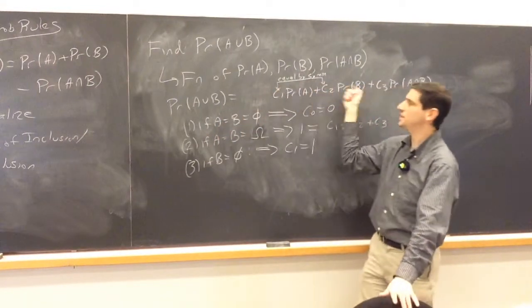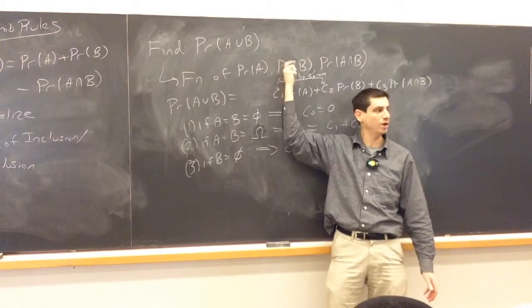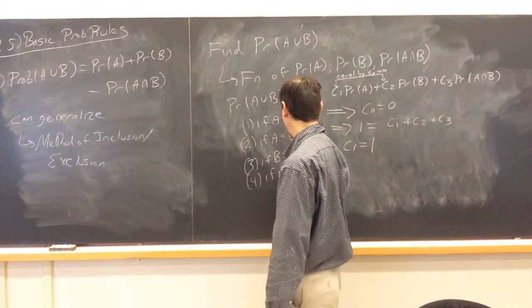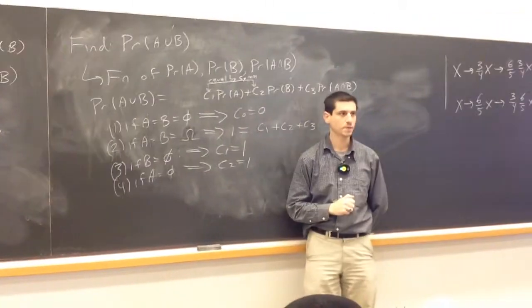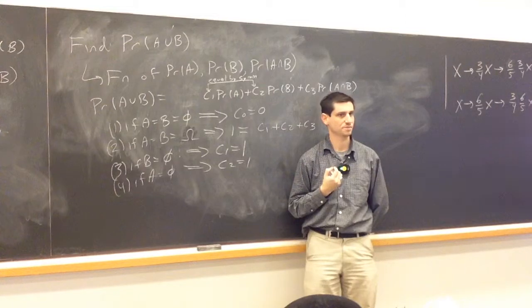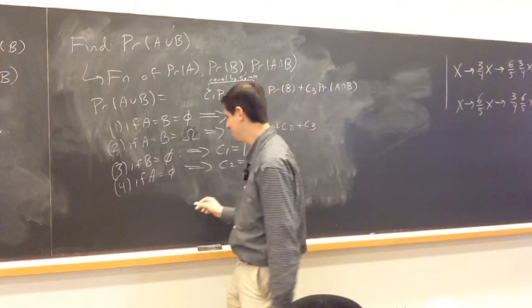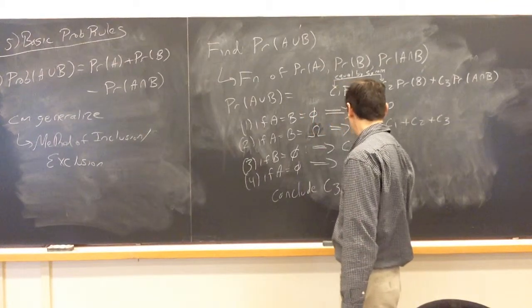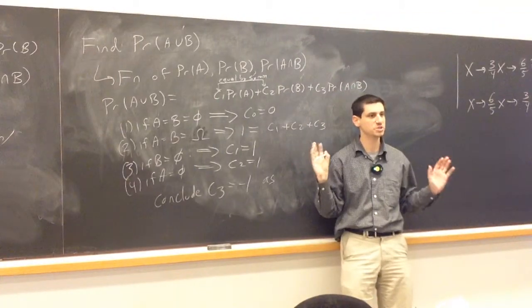Over here, we can basically argue whatever the answer is, it has to be symmetric in the probability of A, probability of B. Whatever functional form, C1 has to be C2. If we don't see that, we just do if A equals the empty set, that implies C2 equals 1. All right. Do we need any more cases? Yeah, now we know C3 equals 1, or negative 1. Conclude, C3 equals negative 1. This is all assuming it takes that form. This is experimental mathematics.